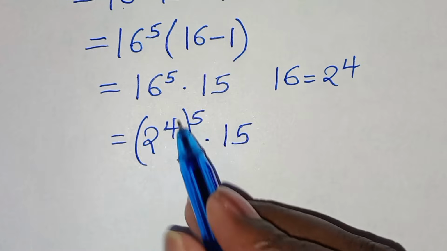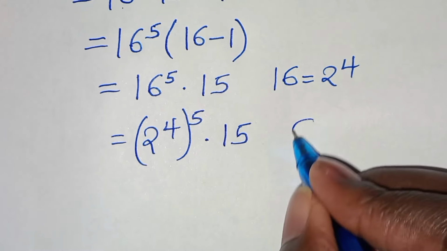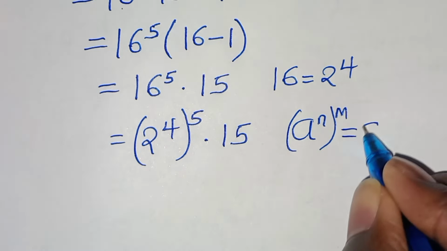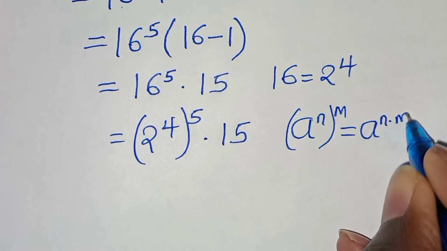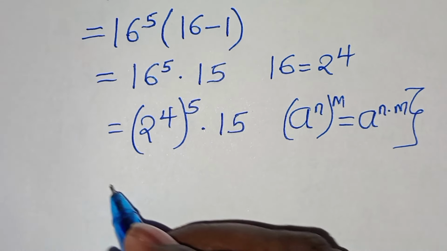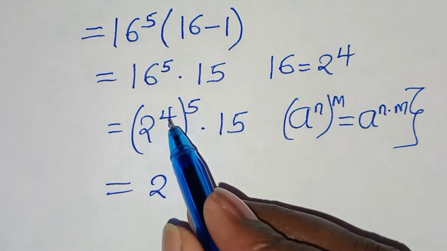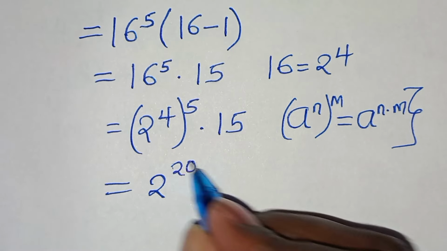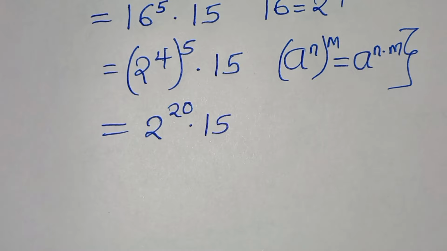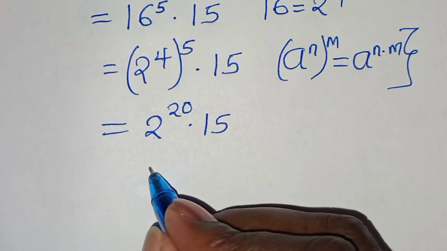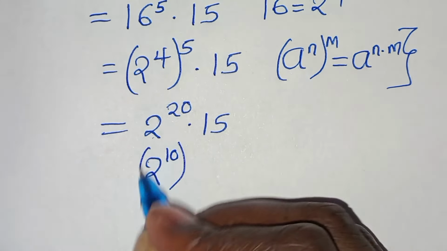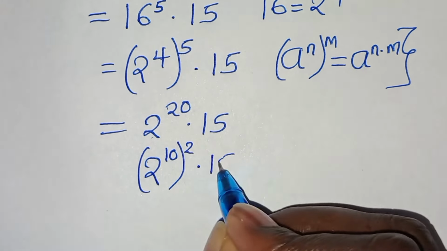Now, 2 to the power of 4 raised to the power of 5 is in the form of a to the power of n raised to the power of m, which we can express as a to the power of n times m. Applying this identity, we have 2 to the power of 4 times 5, which is 20, multiplying by 15. We can express 2 to the power of 20 as 2 to the power of 10 raised to the power of 2, times 15.